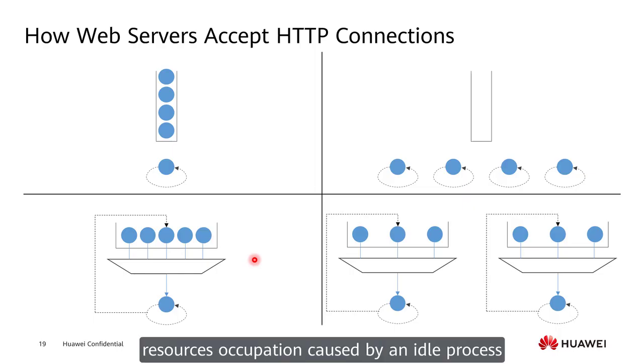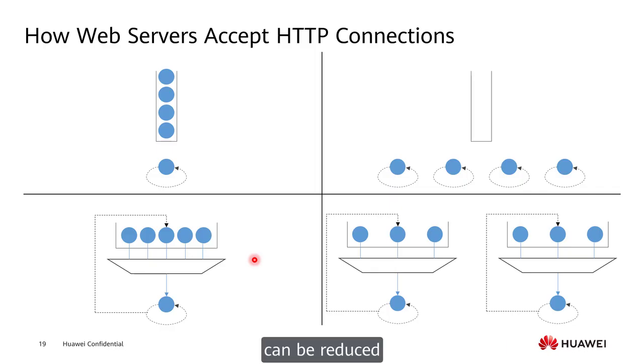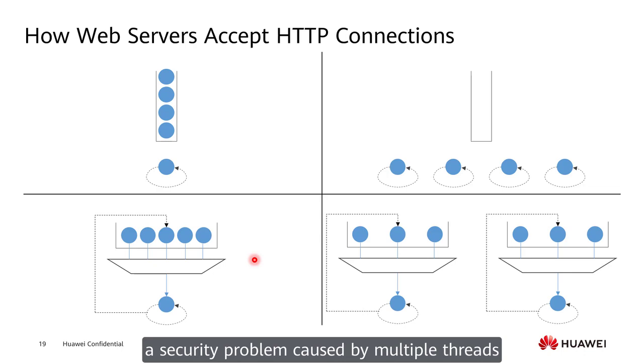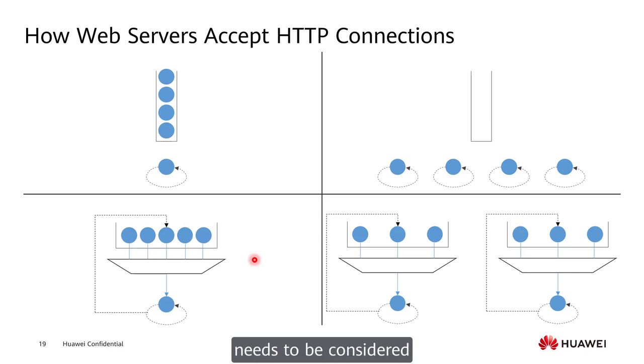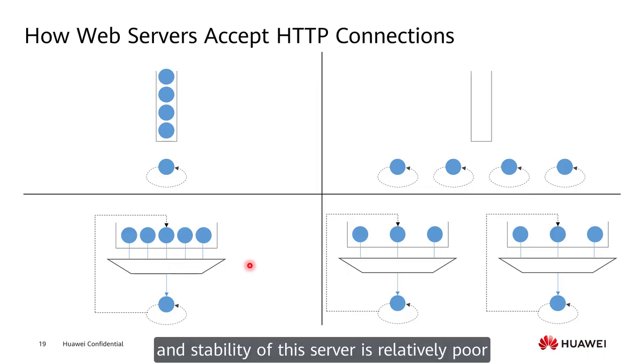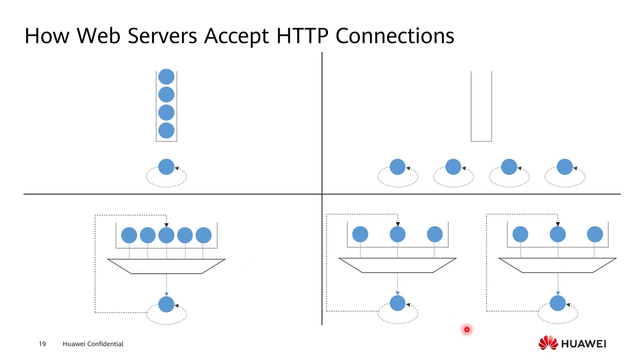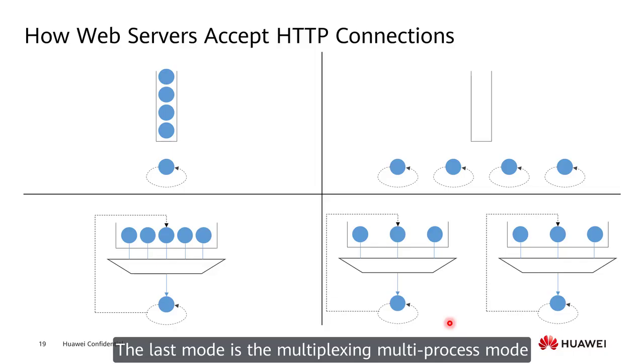In this way, resources occupation caused by an idle process can be reduced. However, in this mode, a security problem caused by multiple threads needs to be considered. In addition, once the main process breaks down, all threads also break down, and stability of this server is relatively poor. The last mode is the multiplexing multiprocess mode.